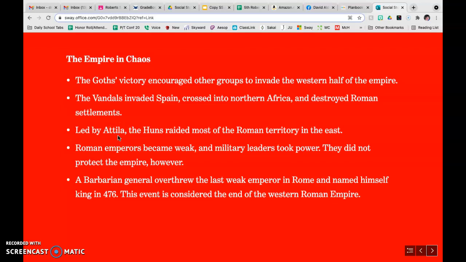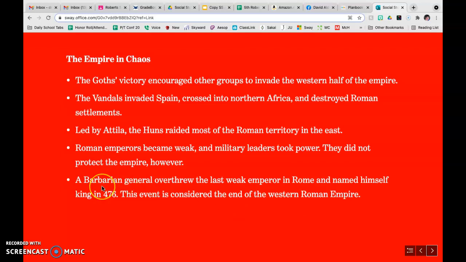He raided most of the Roman territory in the east. And then Roman emperors became weak. Military leaders took power, and they did not protect the empire, however. So a barbarian general overthrew the last weak emperor in Rome. He named himself king in 476 CE/AD. This event is considered the end of the Western Roman Empire.